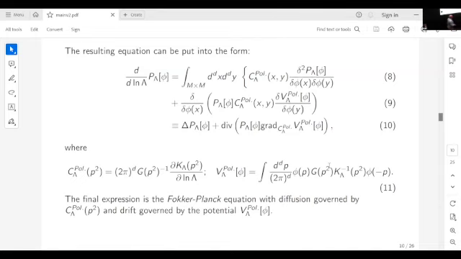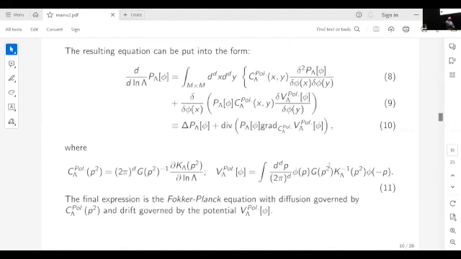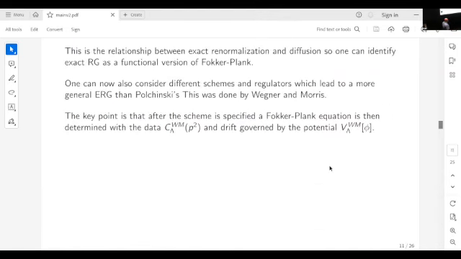Okay. So what people did, and we're thinking here of Wenger Morris and then a whole bunch of other people, was consider different schemes and regulators. And what that really means is that you'll end up with different C's and V's. So the efficient way to see this is that your ERG is this equation 10. Depending on what your scheme is and so on, you will change the C and the V. So the data of C and V is what you're going to associate to particular schemes.